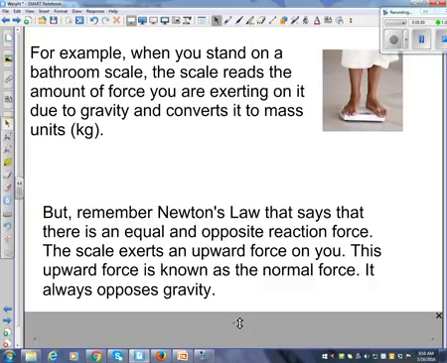This upward force is known as the normal force, and we've drawn diagrams about that. And it always opposes gravity.